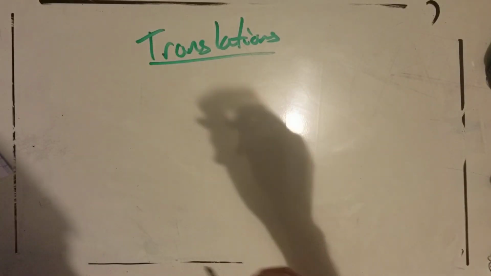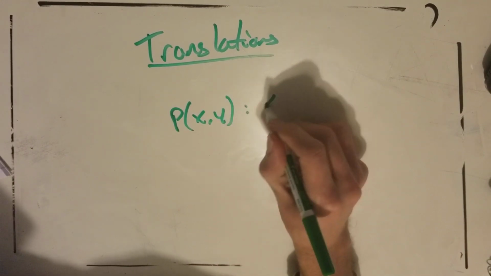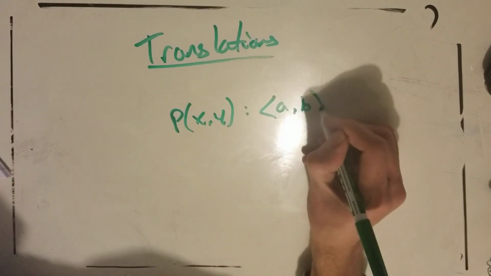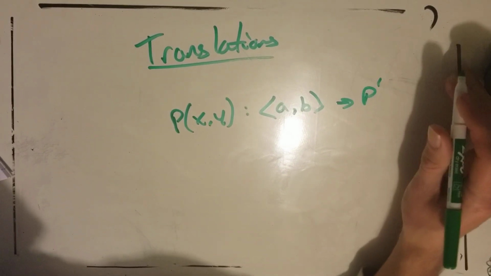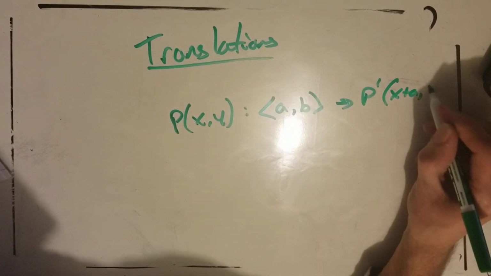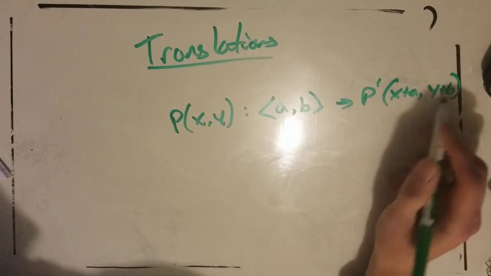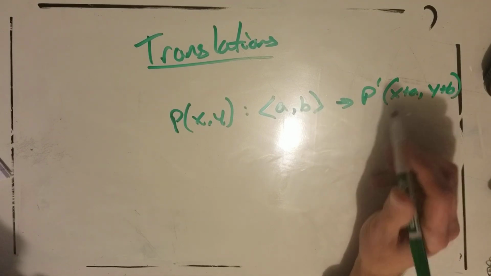We use notation for translation. So if we have a point P with coordinates x, y, we would translate using vector notation. By vector AB, that means you're going to take your x and add whatever your x component was, and you take your y and add whatever your y component is, and then you'll have your final point.